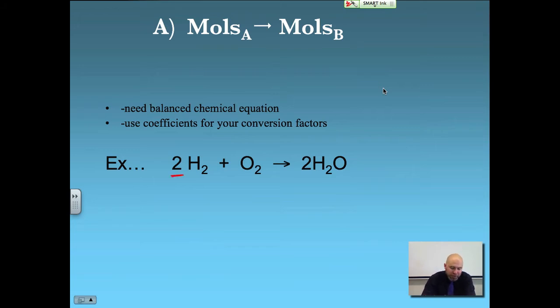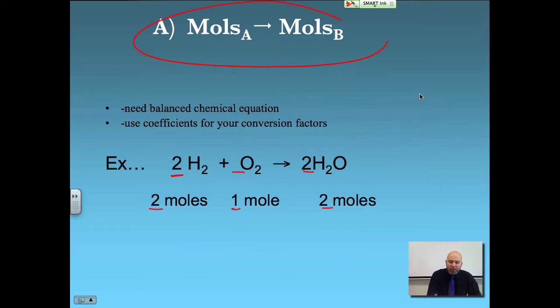What this coefficient basically says is that it's 2 moles of hydrogen to 1 mole, of course the no number in front represents 1 mole, of O2, and 2 moles of H2O. Simple enough. So if I want to know how to go from moles of one to moles of another, let's say I have 4 moles of hydrogen. How many moles of oxygen would be required to react with that?